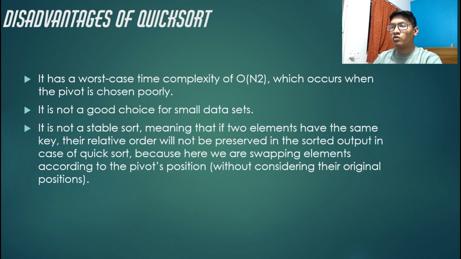Now, what are the disadvantages of quicksort? It has a worst case time complexity of O of n squared, which occurs when the pivot is chosen poorly. It is not a good choice for small datasets; we can go for other algorithms rather than quicksort for small datasets. It is not a stable sorting algorithm, meaning if two elements have the same key, their relative order will not be preserved in the sorted output, because here we are swapping elements according to the pivot's position without considering the original position.